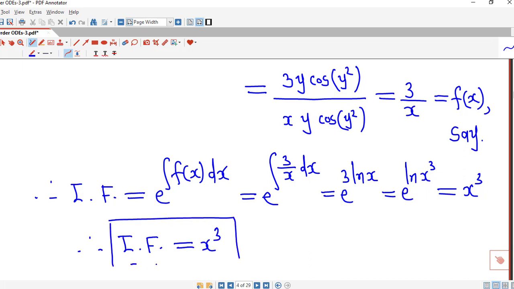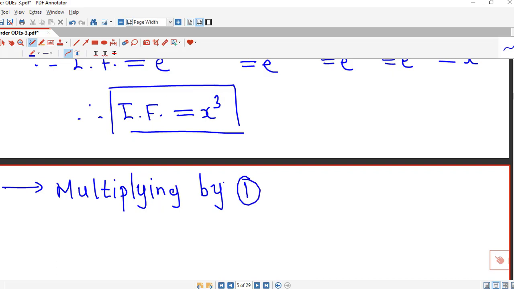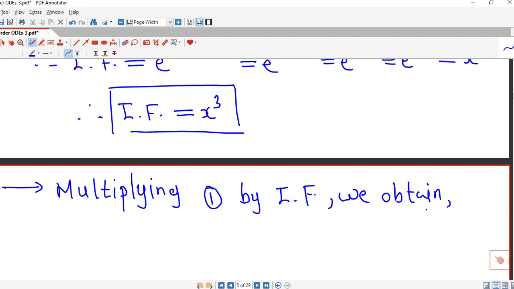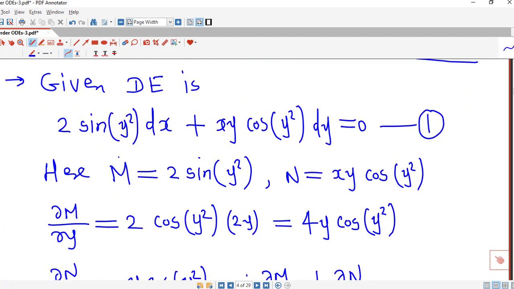Now the next step is multiplying the given equation by this integrating factor. Considering the given equation as equation number 1, multiplying equation 1 by the integrating factor, we obtain the resulting equation. We multiply equation 1 by x cube, since the integrating factor is x cube.